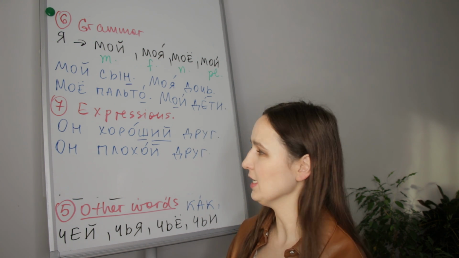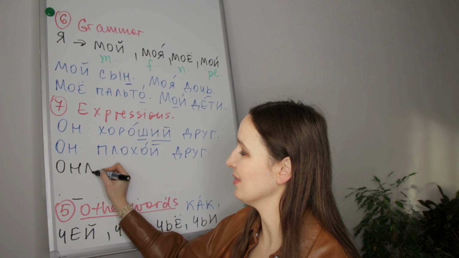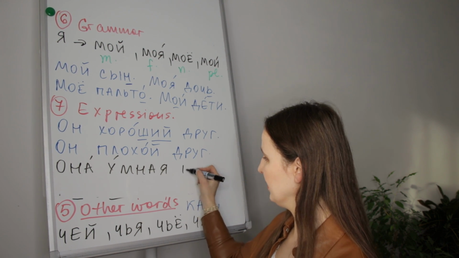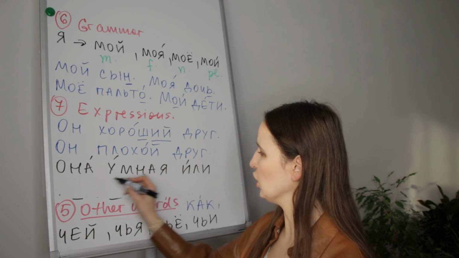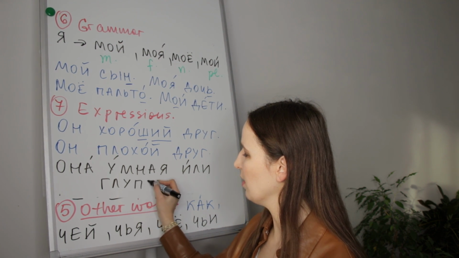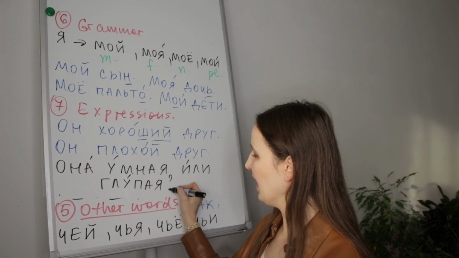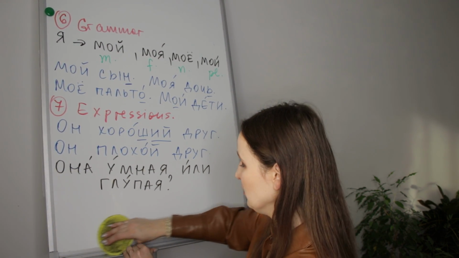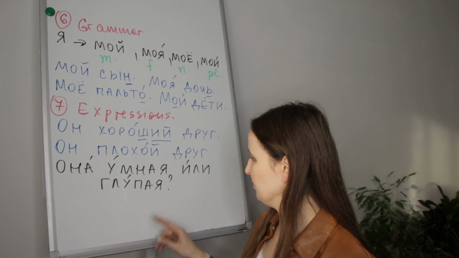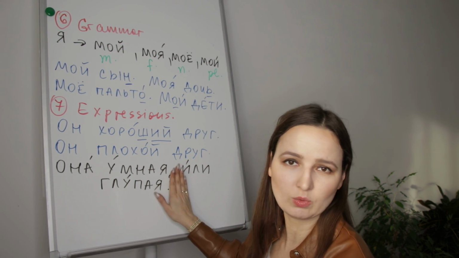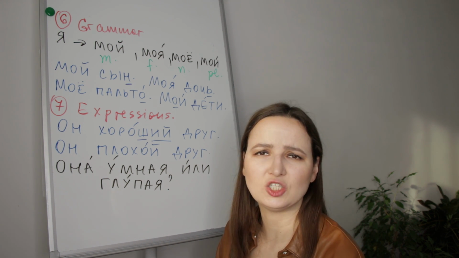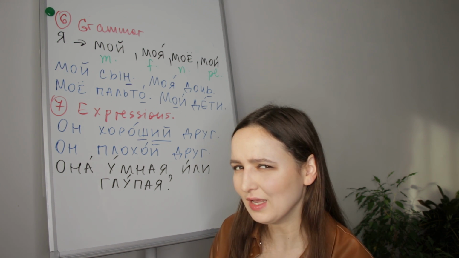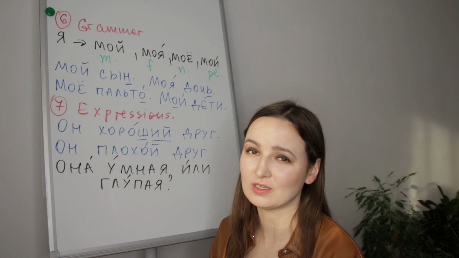Она умная или глупая? Next example. Она умная. Она умная или глупая? Глупая. This can be a statement or this can be a question. If we erase the question mark, it will be a statement. Она умная или глупая? She is smart or stupid. Or a question: is she smart or is she stupid?